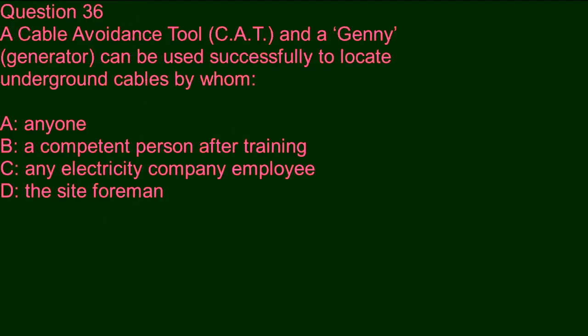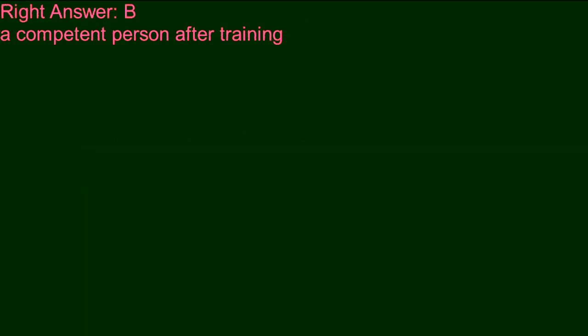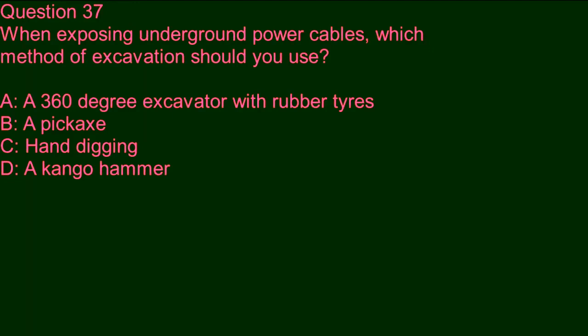Question 36. A cable avoidance tool, CAT, and a Genny generator, can be used successfully to locate underground cables by whom? A. Anyone. B. A competent person after training. C. Any electricity company employee. D. The site foreman. Right answer, B. A competent person after training. Question 37. When exposing underground power cables, which method of excavation should you use? A. A 360-degree excavator with rubber tires. B. A pickaxe. C. Hand digging. D. A Kango hammer. Right answer, C. Hand digging.